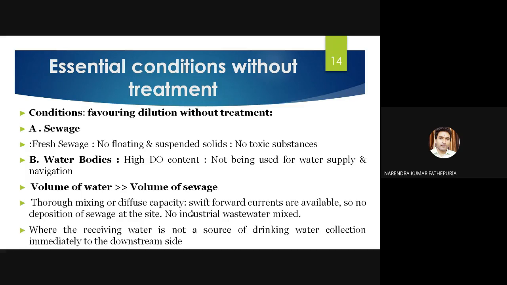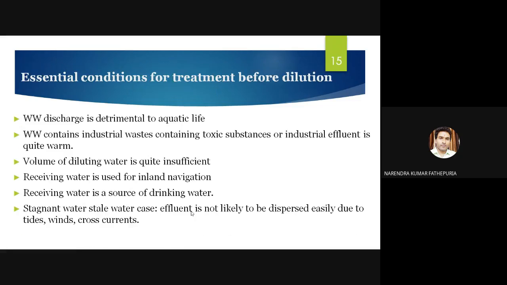So what will happen if water is flowing with turbulence, motion and swift forward current? Sufficient dissolved oxygen from the atmosphere will dissolve easily, and if more oxygen is there, then more dilution will be there, and the self-purification will be much easier. And another condition: the receiving water body is not a source of drinking water collection immediately on the downstream side.